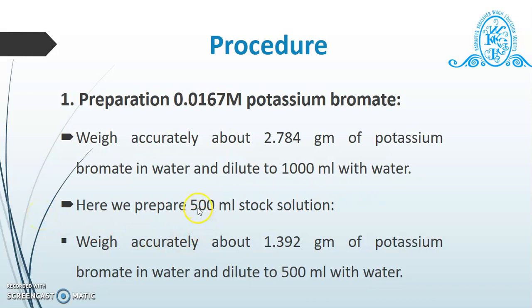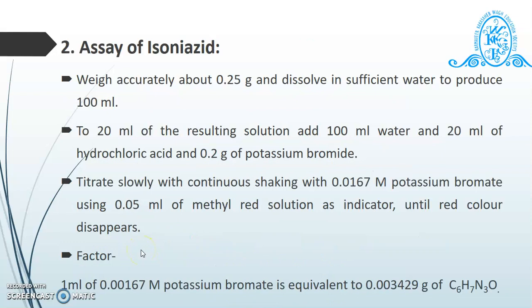So for 500 ml we calculate the quantity of potassium bromate. If 2.784 gram is used for 1000 ml, what quantity is needed for 500 ml? Here we require 1.392 gram of potassium bromate in 500 ml of water. So here the stock solution is prepared. Now the second part of this practical is the assay of isoniazide.